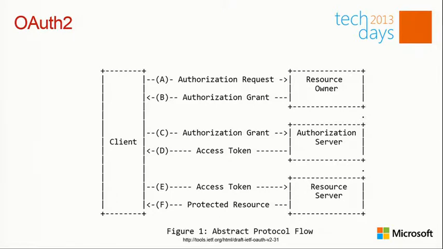So typically an access token will contain, again, validity. How long is this token valid? It will contain a scope. What can you do?